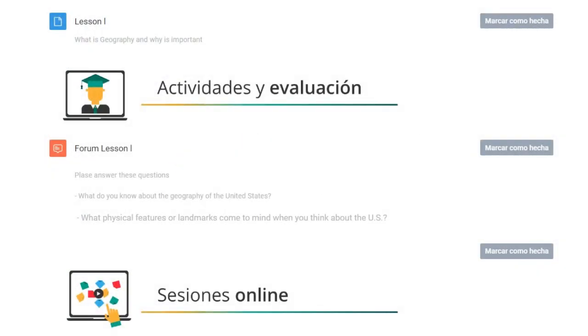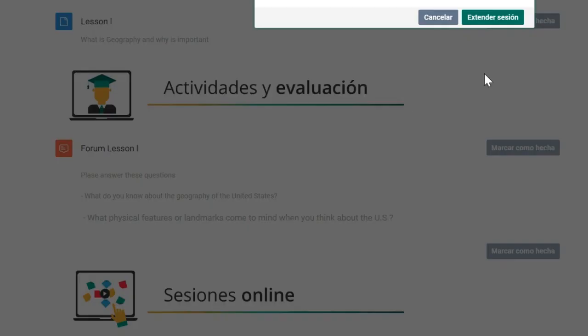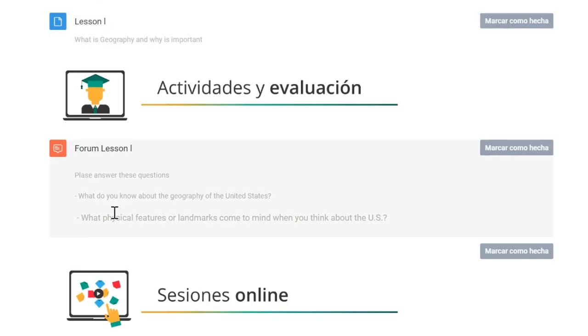Interesting, of course. Right, so to end the lesson, we have two questions to answer in the forum. Lesson 1. First question: what do you know about the geography of the United States? Second question: what physical features or landmarks come to mind when you think about the United States?